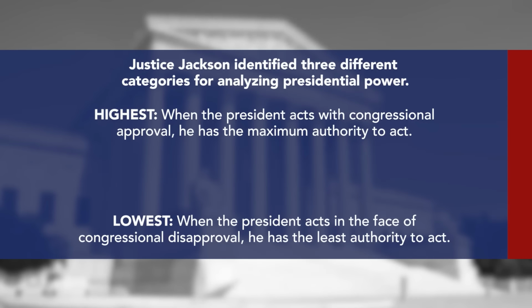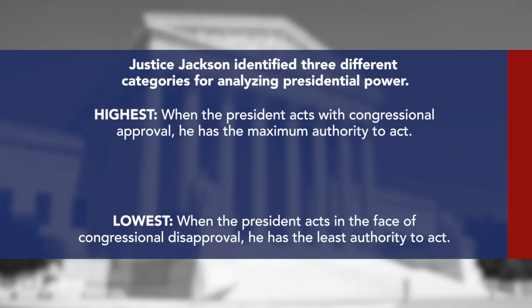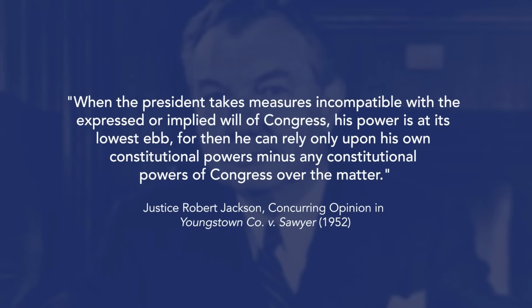Second, when the president acts in the face of congressional disapproval, he has the least authority to act. Here's Justice Jackson again. "When the president takes measures incompatible with the expressed or implied will of Congress, his power is at its lowest ebb, for then he can rely only upon his own constitutional powers, minus any constitutional powers of Congress over the matter."